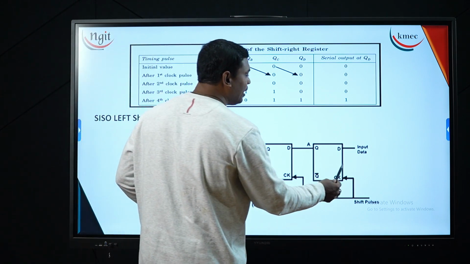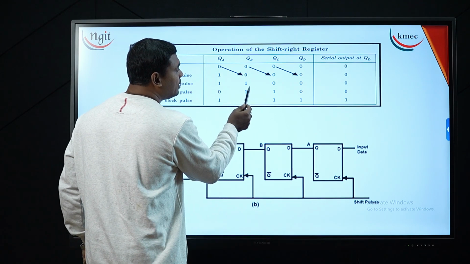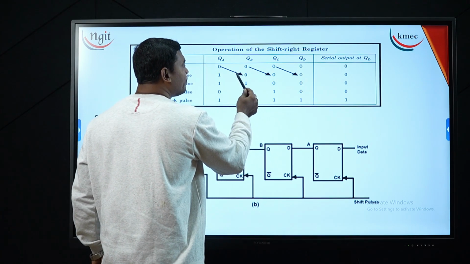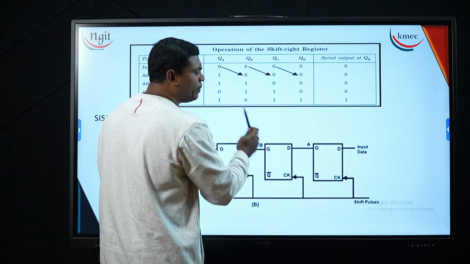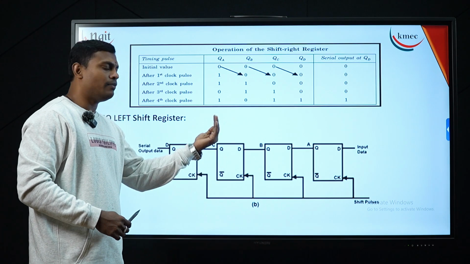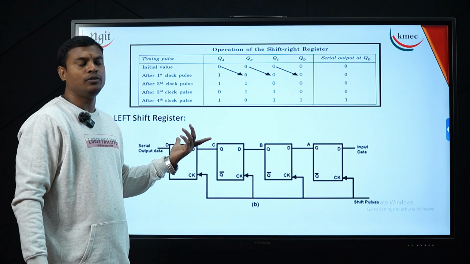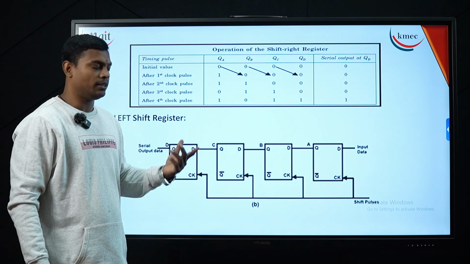Similarly here the data is applied. The same data, whatever was moving towards this side, will now move to this side. That's the exact reverse operation of this one. When the clock pulse is applied, the data will be shifted from one flip-flop to the other flip-flop. So this is called a serial in, serial out, left shift register.